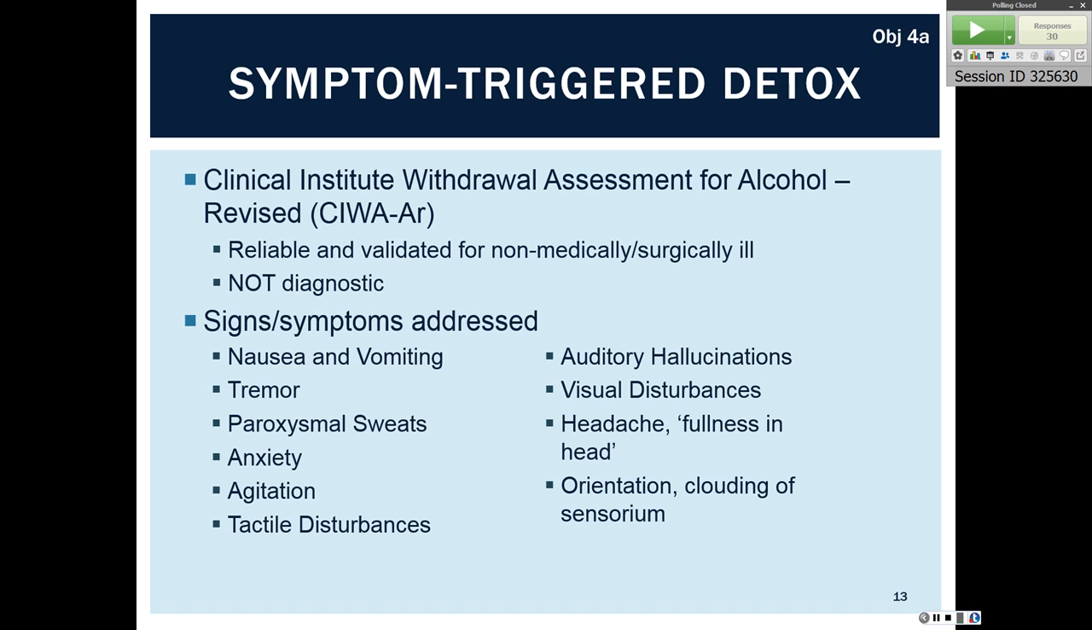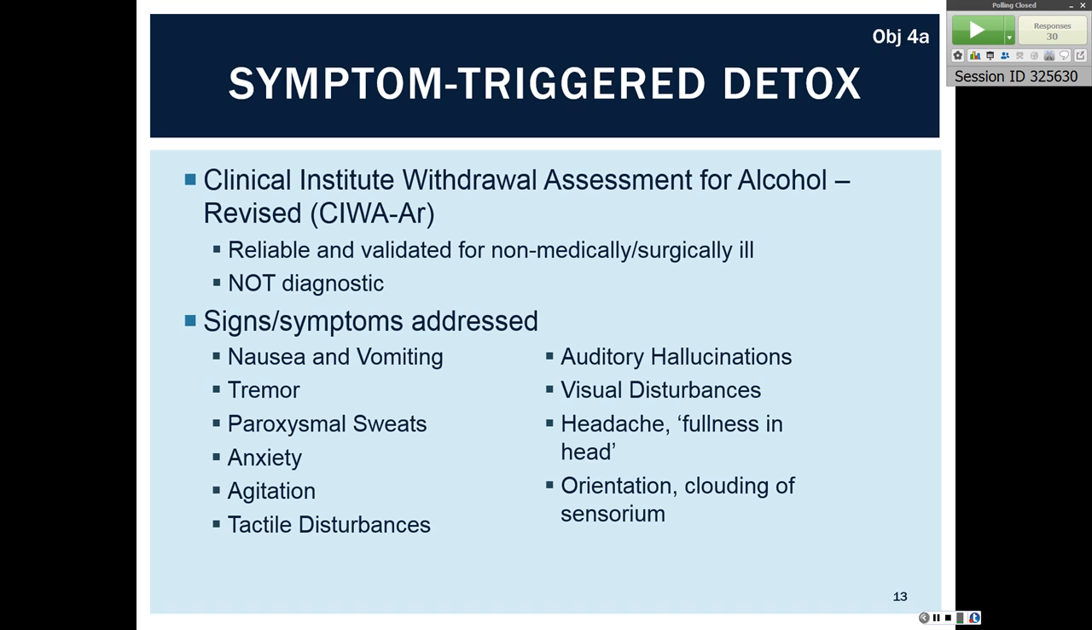Okay, so symptom-triggered detox. What this is referring to is a person comes to the emergency department, they're having alcohol withdrawal symptoms, or maybe they haven't fully had a lot of alcohol withdrawal symptoms yet, but they know they're going to go into alcohol withdrawal. And the treatment team decides we're going to do this symptom-triggered detox.